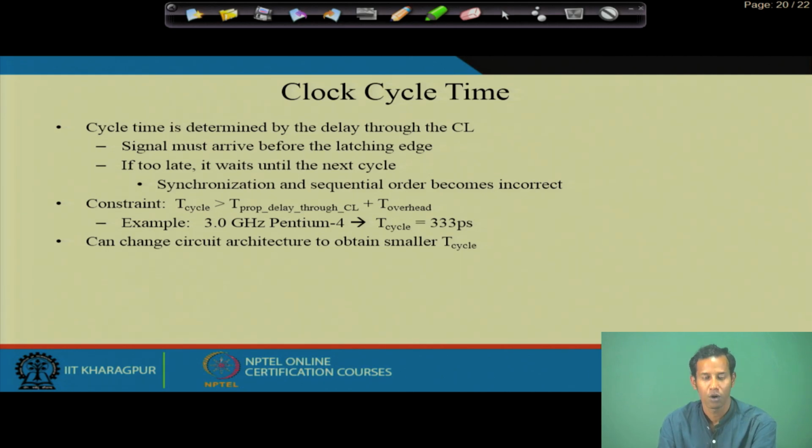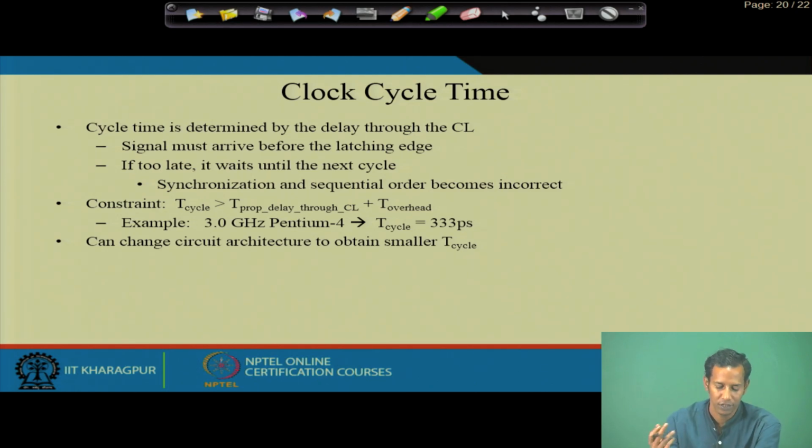So, how we calculate the cycle time depends upon the propagation delay through the combinational logic plus the T overhead. What is the T overhead? T overhead is the delay of the registers. In registers also there is a delay associated. It is not that the registers are delay free. The register itself contains some delay. So, that delay plus the combinational delay, both define the cycle time.